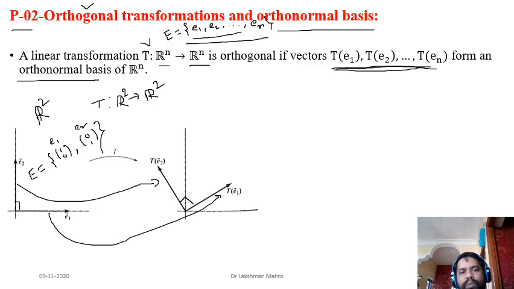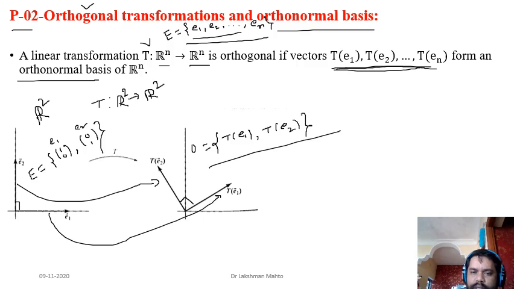So again we observe a non-standard orthonormal basis of R2 whose first basis element is T of E1 and second basis element is T of E2. So this is another approach to find an orthonormal basis of a given Euclidean space or given vector space. So this is the story.